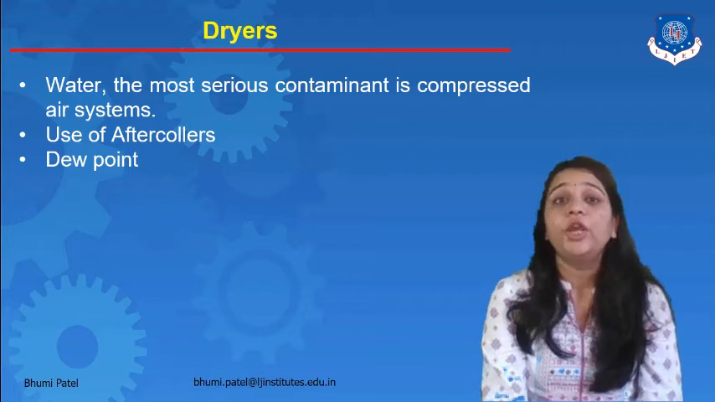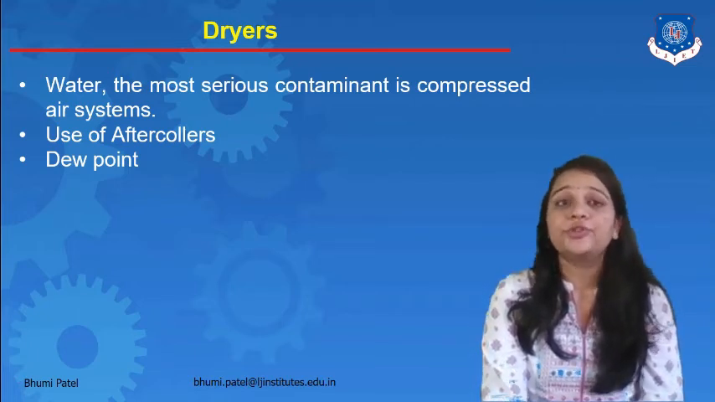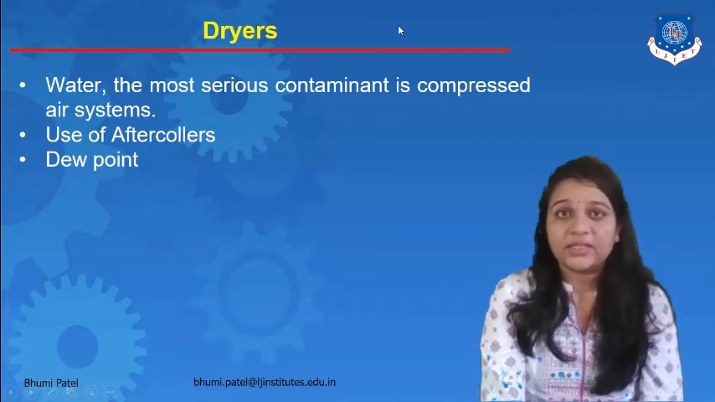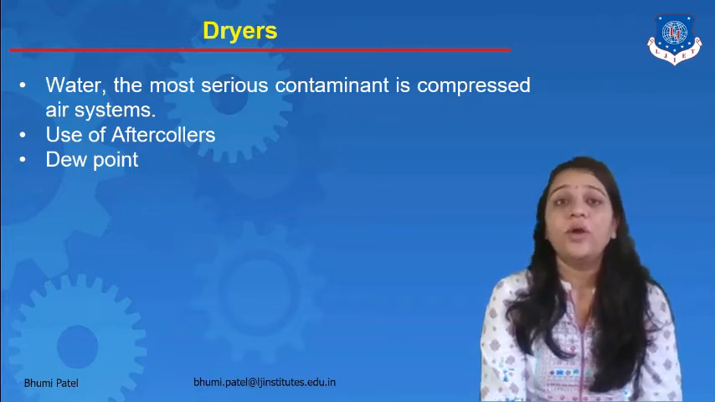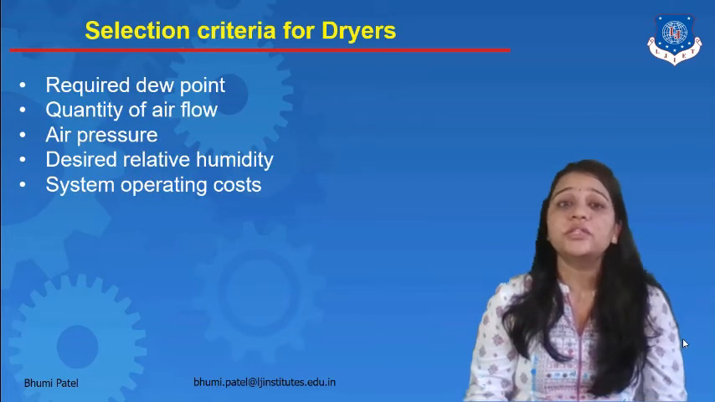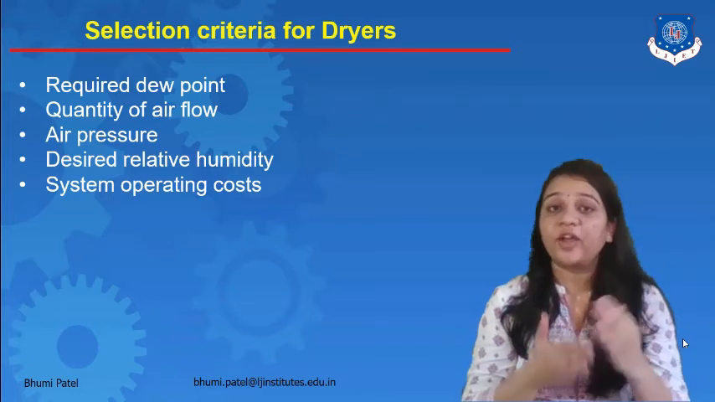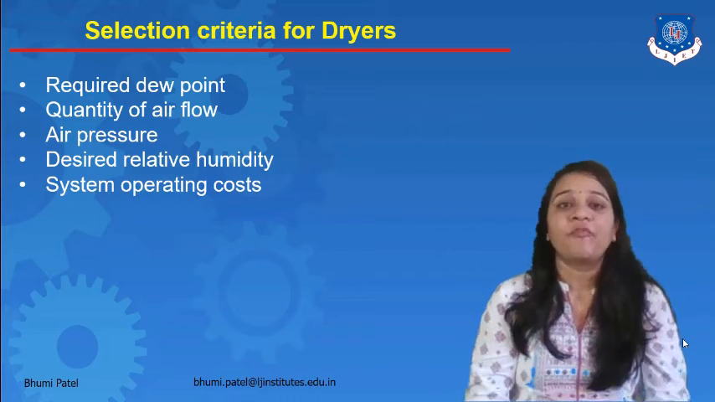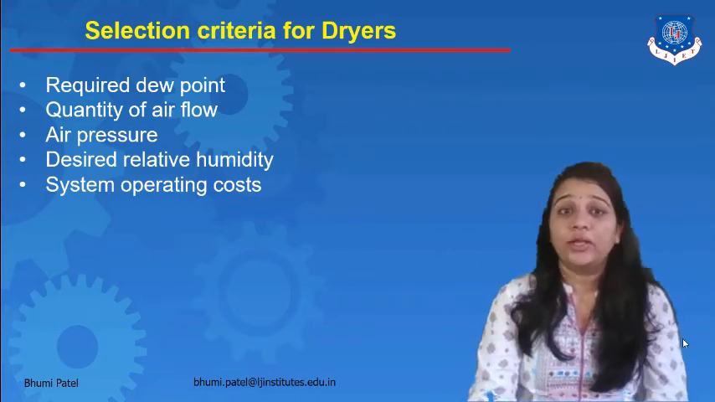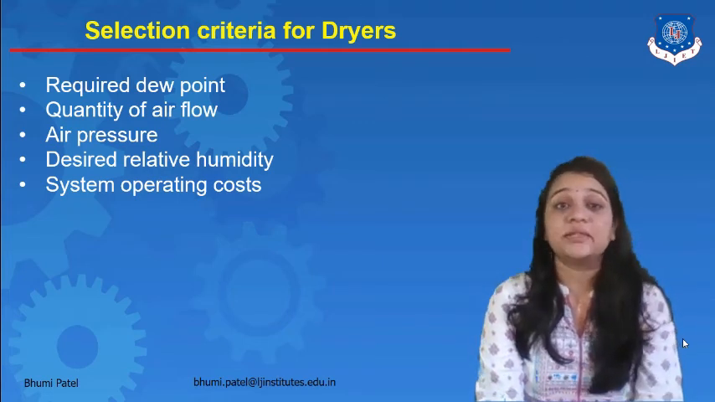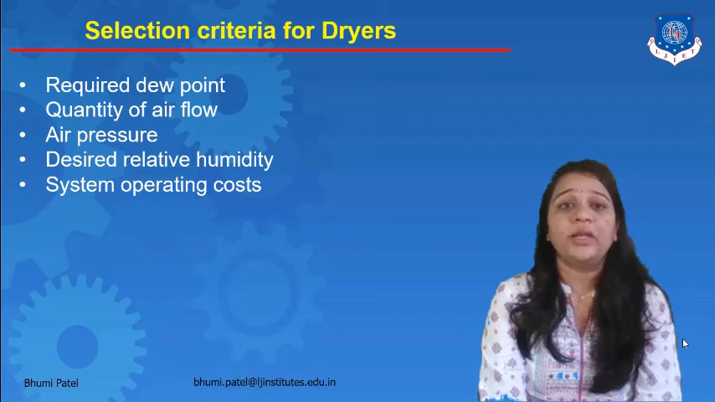Now, we generally have two basic types of dryer used for instrument air systems. The first one is the refrigeration type and the second one is the desiccant type dryer. The selection of the dryer depends on different criteria. The first criterion is the required dew point, and as you know the value of the dew point is -40 Fahrenheit. The next criterion is the quantity of airflow at the inlet. The third one is the air pressure, the fourth one is the desired relative humidity, and the fifth one is the system operating cost.